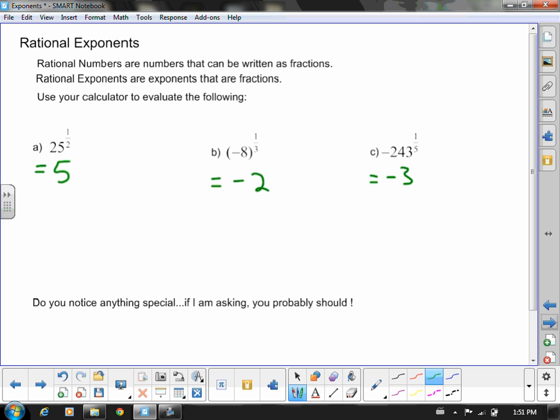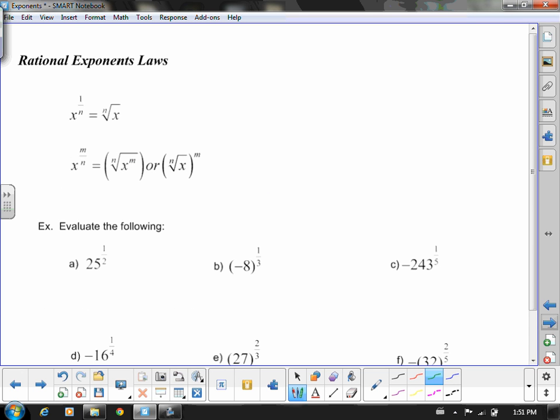What do you notice about 25 to the half? It's 5. What else? How else do we come up with 5 if we have 25? Square root. This is the 5th root for the 243 question and the 3rd root for negative 8. So using that, we have the rational exponent laws. If you have a denominator, that's going to be the root you're taking. If there's a value in the numerator, then that's what you're going to do to your overall answer.